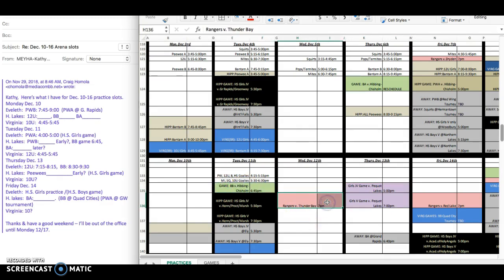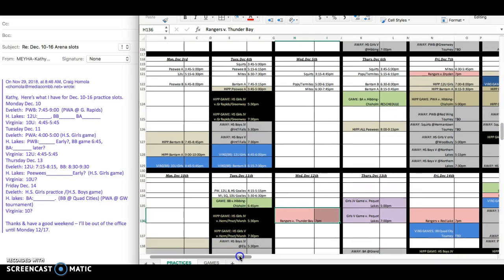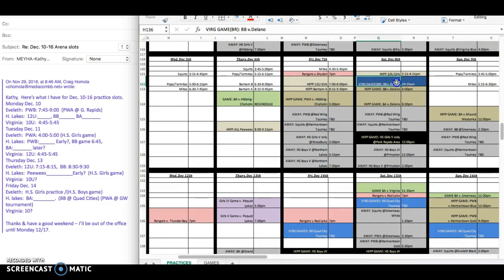The Rangers games are in red, and you can look this over closer if you want to pause the recording. If I scroll over here, there's this darker blue, which represents a Virginia game. And then the gray is away games.